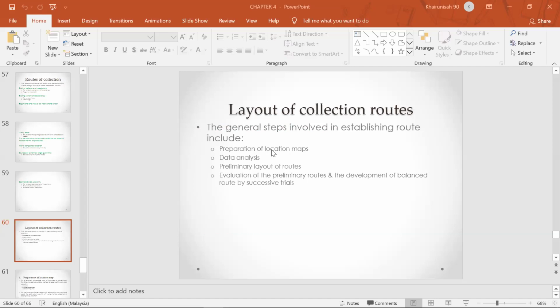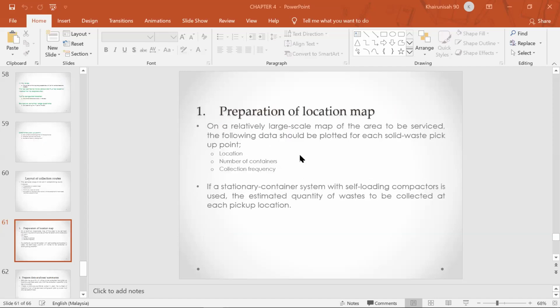Okay, the first is the preparation of location maps, which is on a relatively large scale map of the area to be serviced. The following data should be plotted for each solid waste pickup point: the location, number of containers, and collection frequencies, which might be twice per week or every day. If a stationary container system with self-loading compactors is used, the estimated quantity of wastes to be collected at each pickup location should also be plotted.